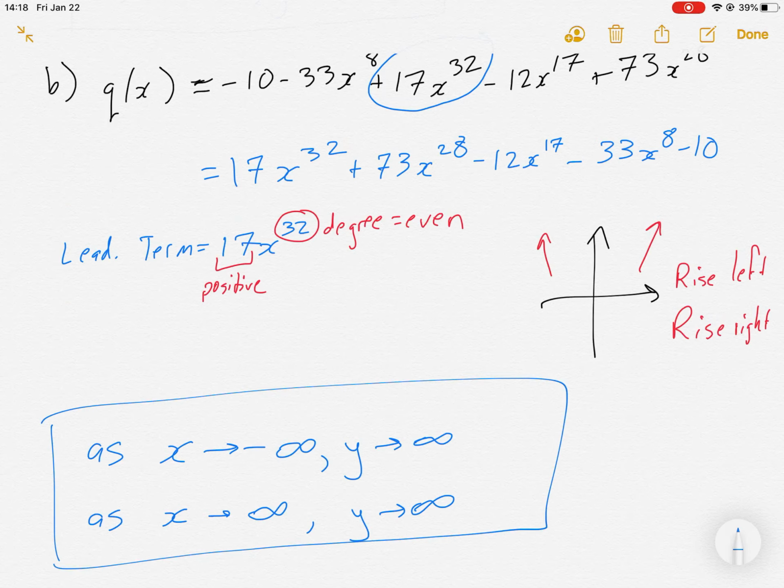So that concludes our discussion on end behavior. In the next videos, we'll talk more about what happens in the middle region, and specifically that will be finding the zeros or x-intercepts of a polynomial.